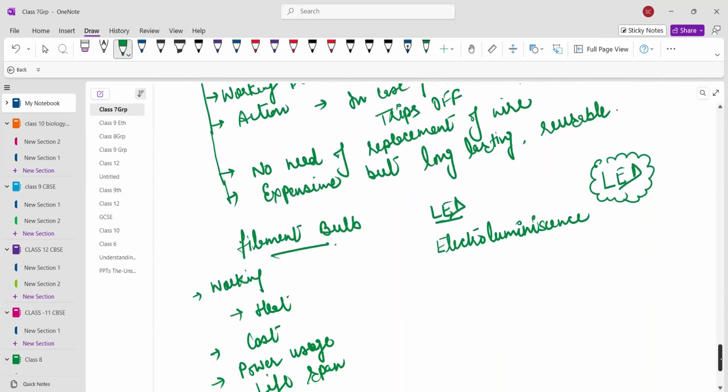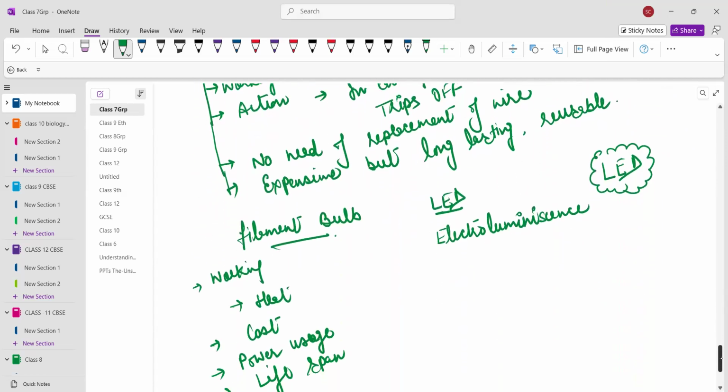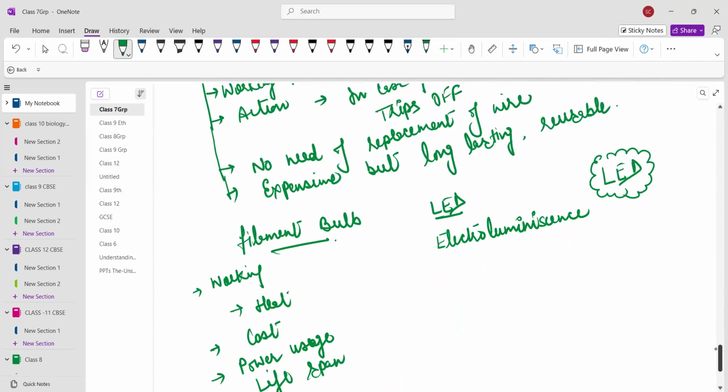Then bulb we are having, it is also replaced by the LED, because when there is a heating effect, because of the heat, energy is wasted. So because of the wastage of energy, we are moving to some other alternative in which energy wastage is low. But we are using appliances based on the heating effect, like geyser, iron, electric kettle. All these appliances work on the heating effect of electric current.